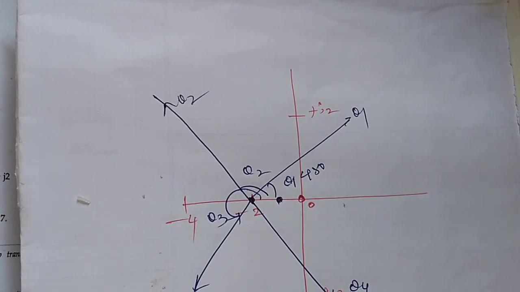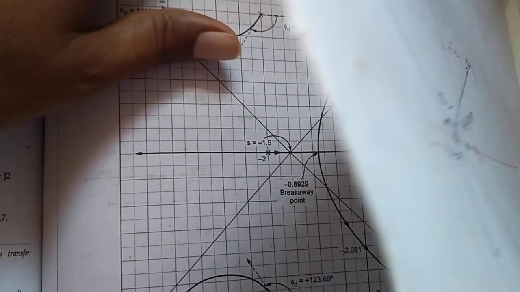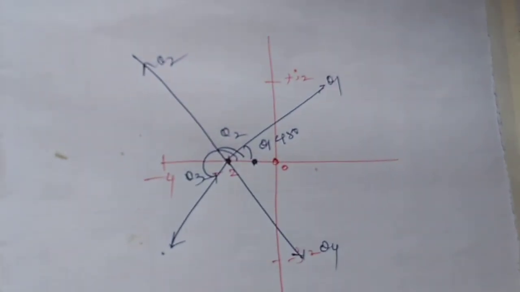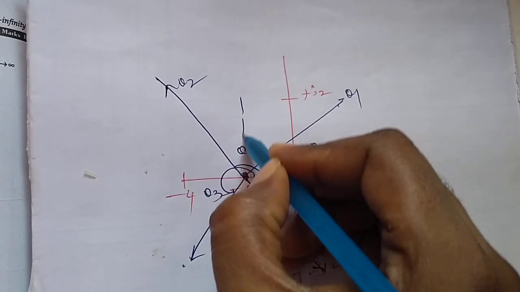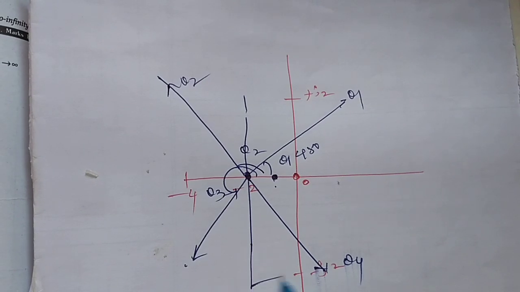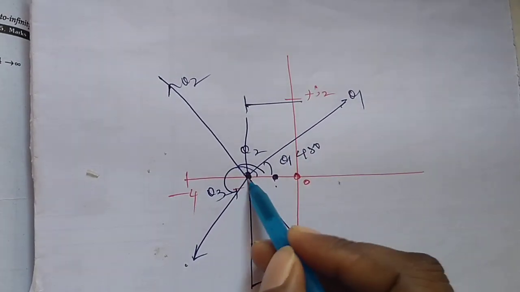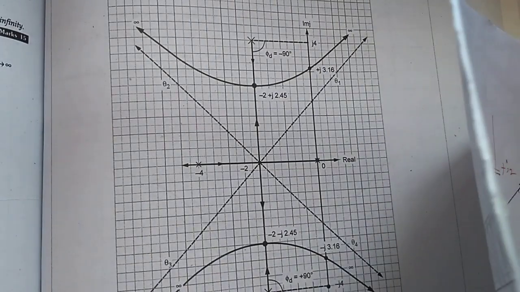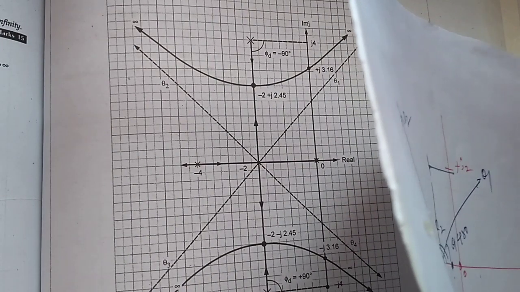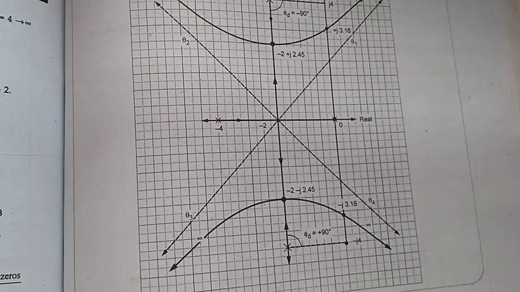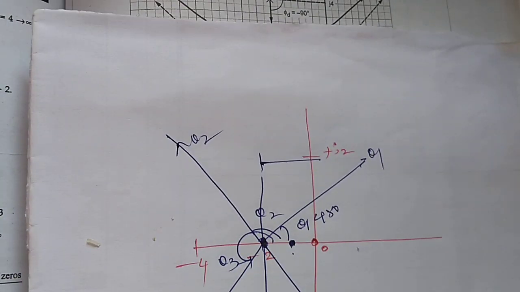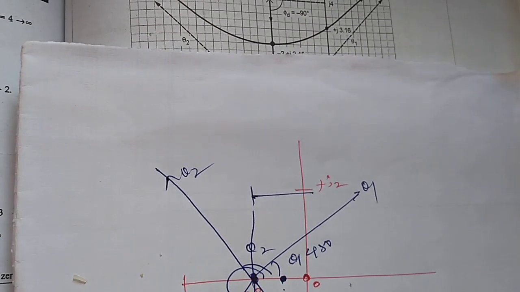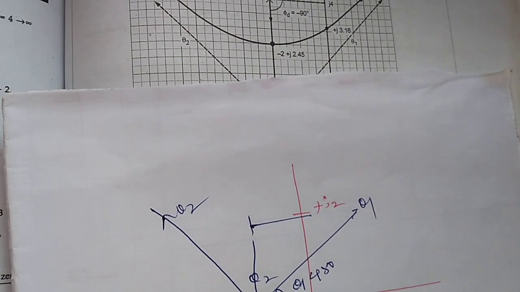So the first breakaway point, we will get the values, that is a valid breakaway point. So the valid breakaway point is minus 2, that is the first breakaway point, and the second breakaway point is this. So this is the second valid breakaway point. Okay, so while plotting the graph we get this problem. So here valid breakaway point, then you have to calculate the angle of departure.